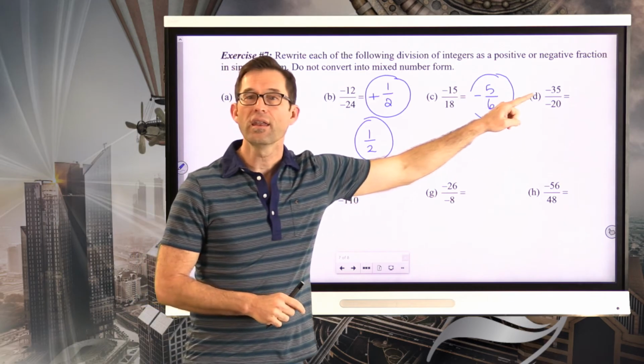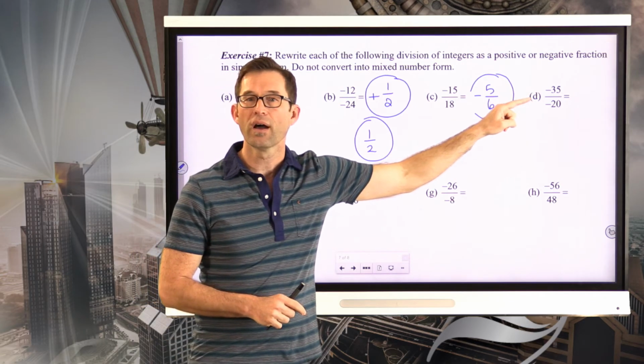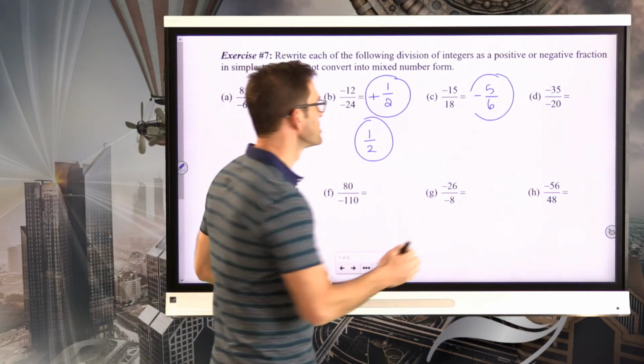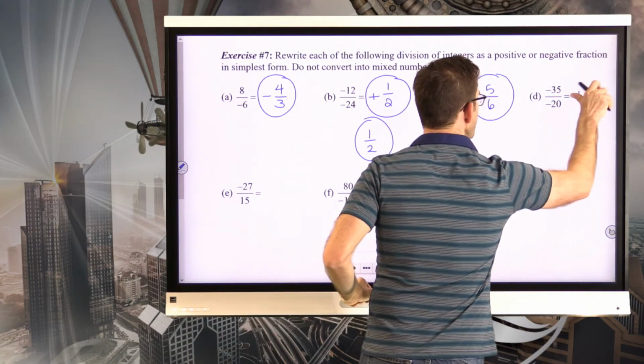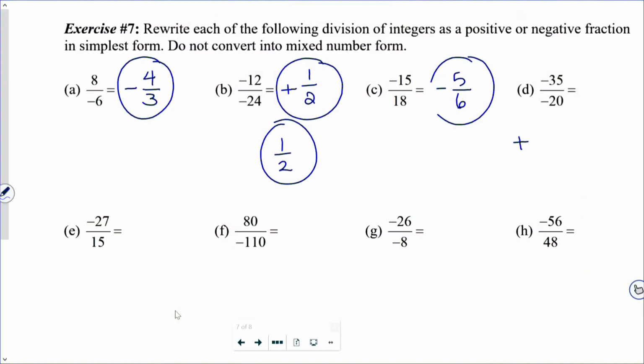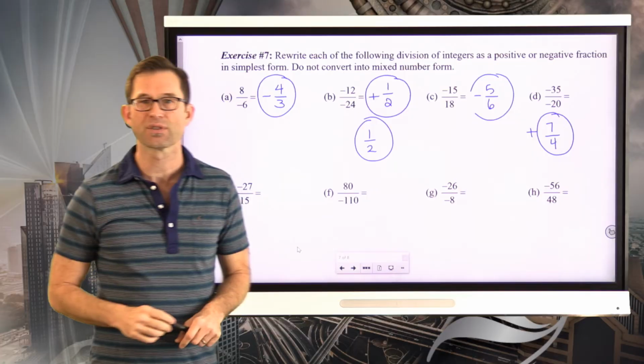Letter D, we've got negative divided by a negative. Negative 35 divided by negative 20. A negative divided by a negative is a positive. So let me put that first. Actually, I'll just write it down here where we actually have some room. And then 35 divided by 5 is 7. 20 divided by 5 is 4, so we just get positive 7/4.